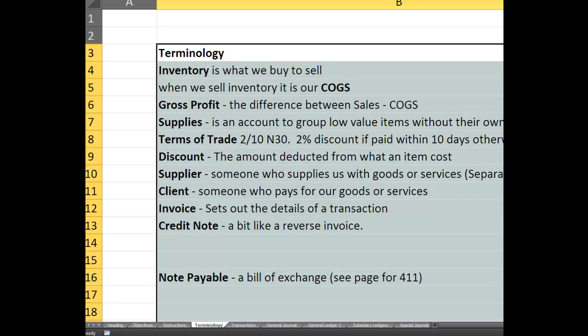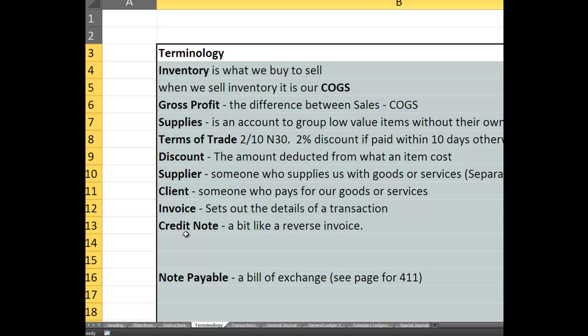I won't go through all of this now because it's something you can read, but just to point out some things that people sometimes have some issues with. Look at credit note. A credit note is a bit like the reverse of an invoice. Let me explain how a credit note arises. You could be on either side of this transaction, but I'll look at it from you being the seller. So you sell an item to me for $100, a number of items to me for $100, and you sell them on credit.